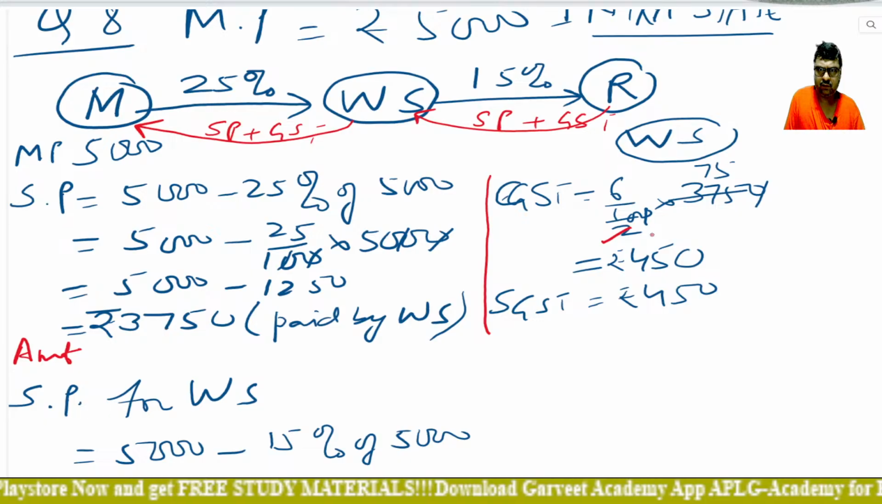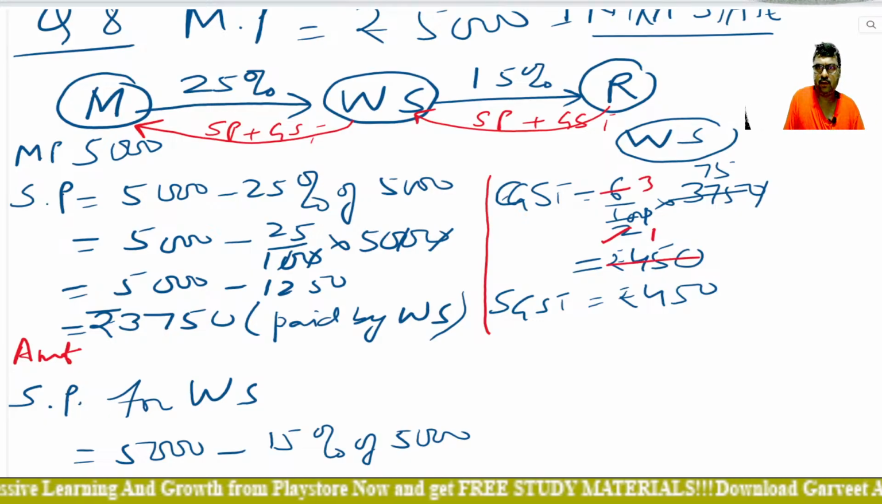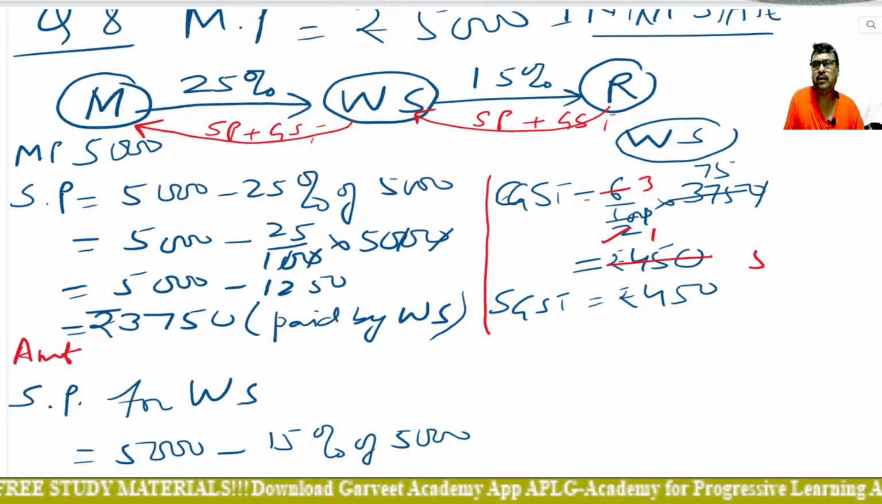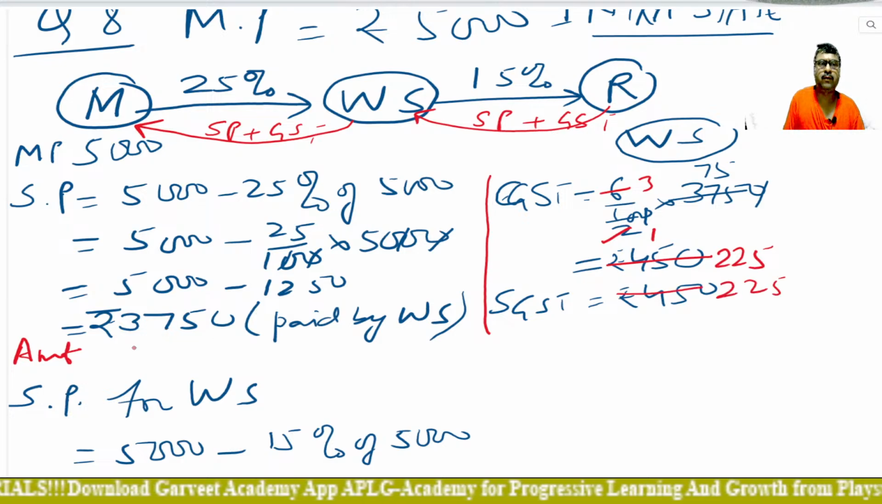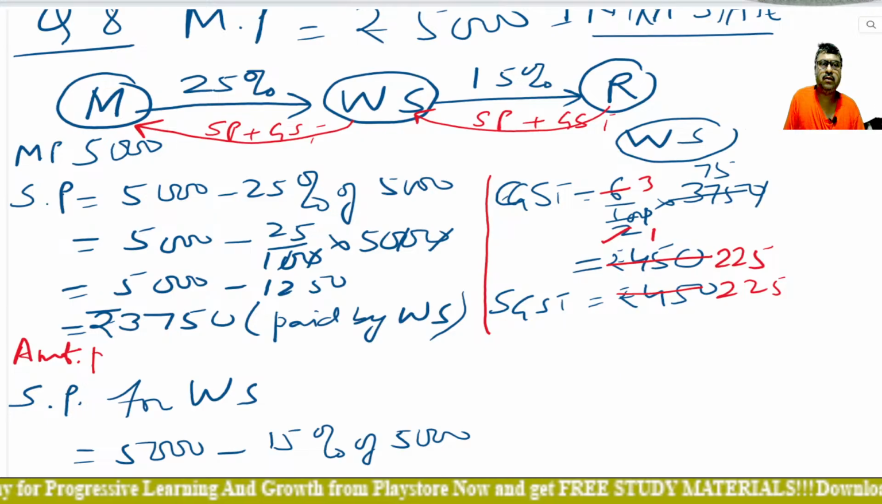So this is 2 one time and 2 3 times. So this will not be 450. This will be 220. This will be 225. So amount, very good to solve.